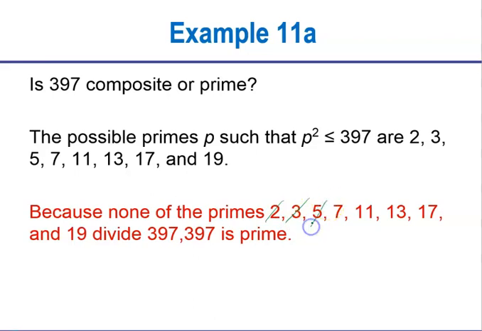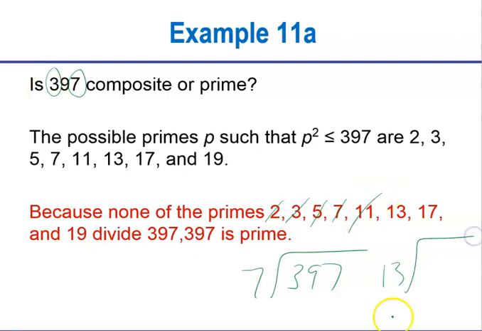Why is 5 off the list? Because the units digit is not a 0 or a 5. For 7, you'd have to do the old way, right? And they tell us that 7 doesn't divide. For 11, you know the trick where you add every other digit and then subtract the other alternating digits. So 7 plus 3 is 10. 10 minus 9 is 1. 11 doesn't divide 1, so 11's off. 13, old way, folks. 17, old way. None of those divided, therefore 397 is prime.